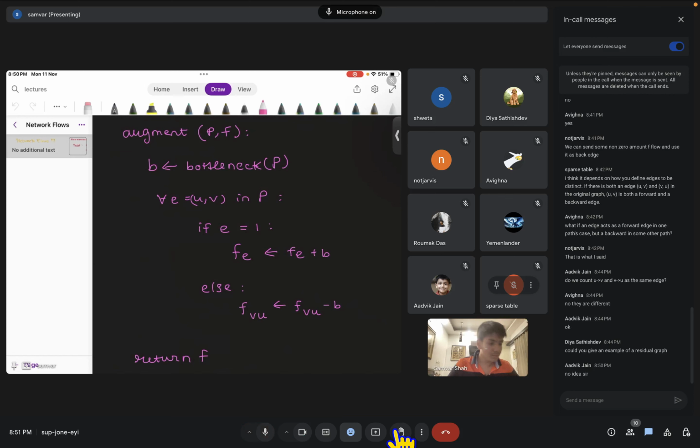Oh, also, my bad. Equal to 1 means type 1, which means forward edge. My bad. I meant to explain that when I was explaining it. No problem. Does anyone else have an idea?